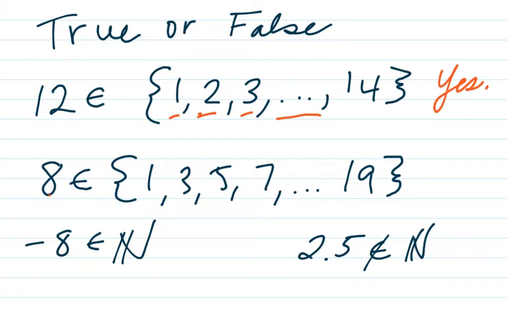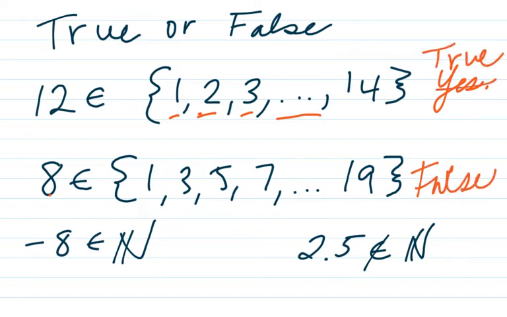Is 8 in this set? Is 8 an element of the set? 1, 3, 5, 7. Well, these are all odds. It follows the same pattern. So it would go from 7 to 9. Okay? So since 8 is even, it is not. I guess we could say false. This is false. And this one up here we can say is true.